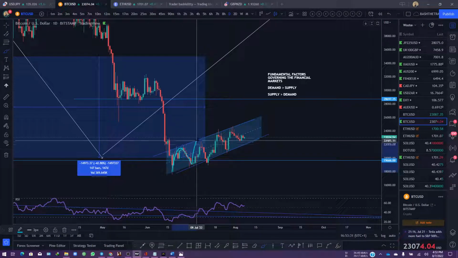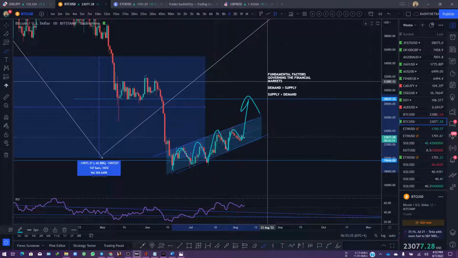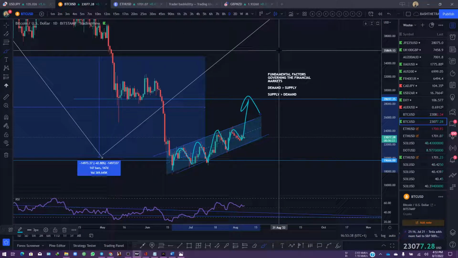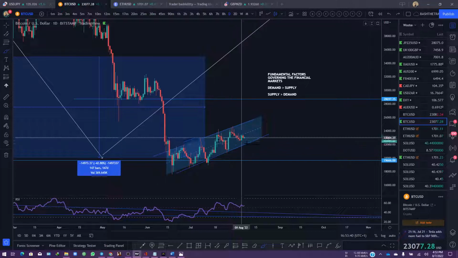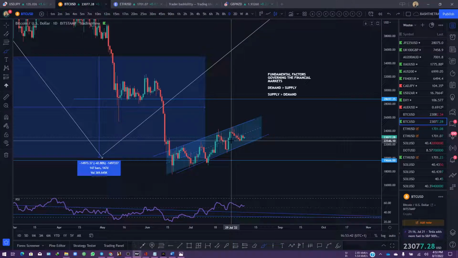We're expecting this to happen, right? We're expecting higher prices on Bitcoin. That's what I can see right now, based on my analysis and my assessment.